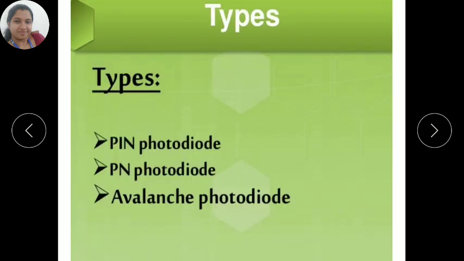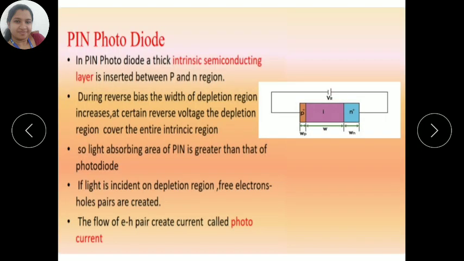Then different types of photodiodes are pin photodiode, PN photodiode, that means junction photodiode, and avalanche photodiode. First we can explain pin photodiode. So here these photodiodes are working under reverse bias condition. So in pin photodiode, a p-type material is there and n-type material is there. So in between this p and n-type material, an intrinsic semiconductor layer is placed between p and n region. Then when it is reverse biased, that means P is connected to negative terminal and N is connected to the positive terminal of the battery.